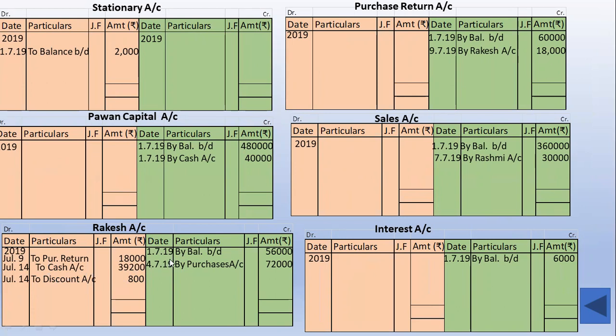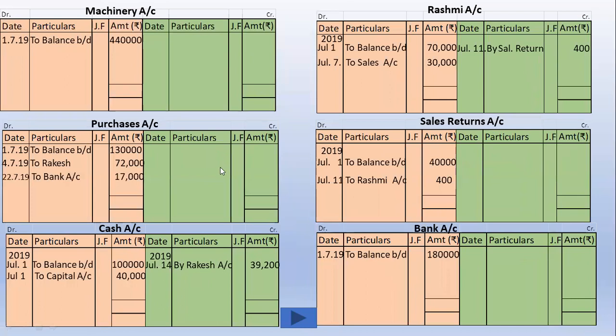Made purchases rupees 17,000 and amount paid by check. This entry will be reflected in purchases account debit side and bank account credit side rupees 17,000. See, in purchases account, to bank 17,000, and in bank account, credit side rupees 17,000 as purchases.